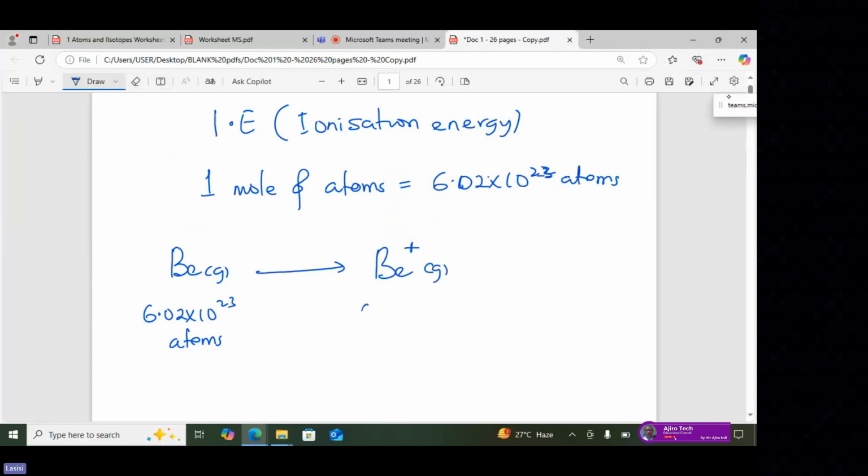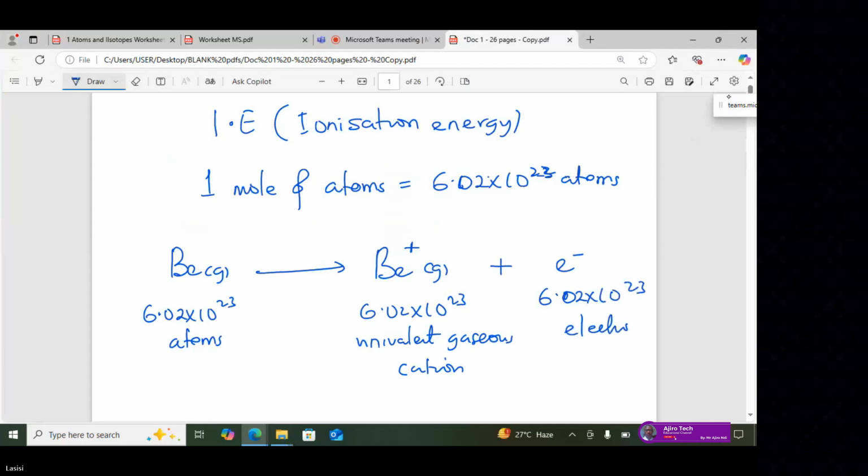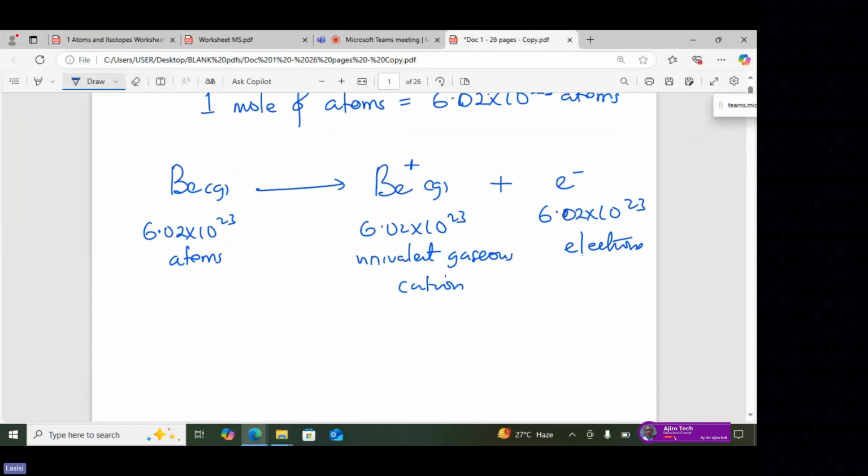How many ions are here? 6.02 × 10^23 univalent gaseous cations. How many electrons are here? 6.02 × 10^23 electrons. Do you get the point now? Yes. One mole of gaseous atoms, pay attention, each of them loses one electron.